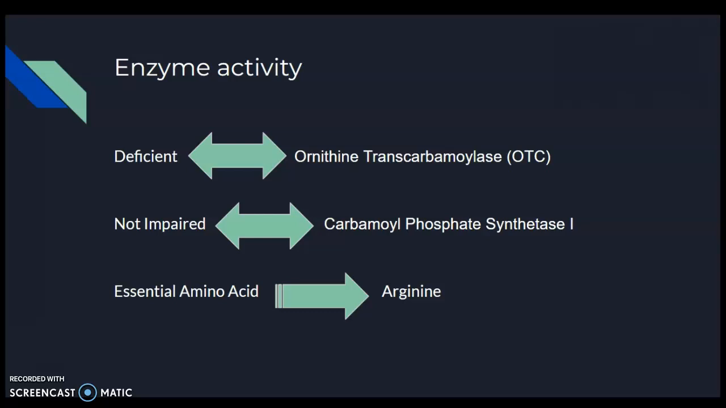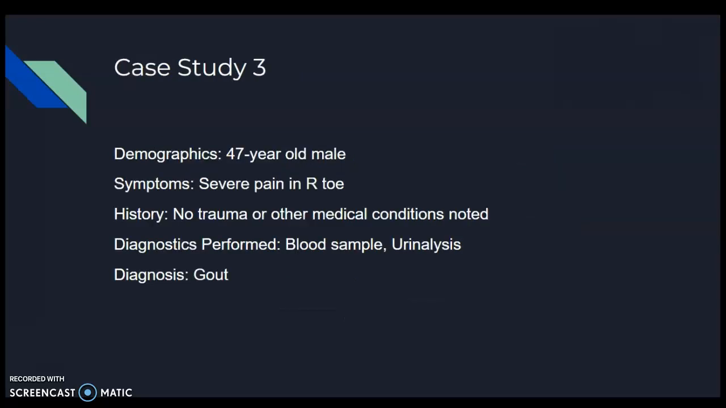And if you recall, this is the same enzyme that's required in our regulatory enzyme of the urea cycle, and that is carbamoyl phosphate synthetase 1. So here we see that arginine is essential in this pathway and a key intermediate involved in this positive feedback inhibition. And next we're going to talk about case study 3.